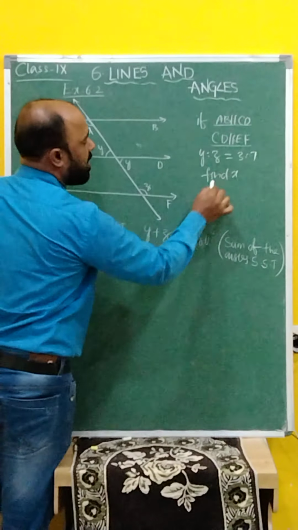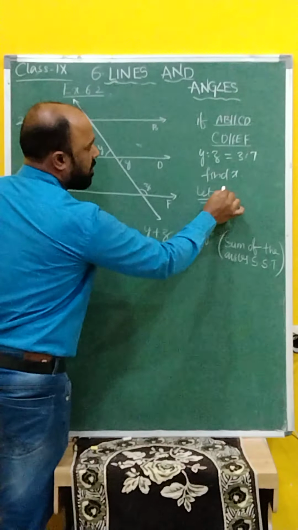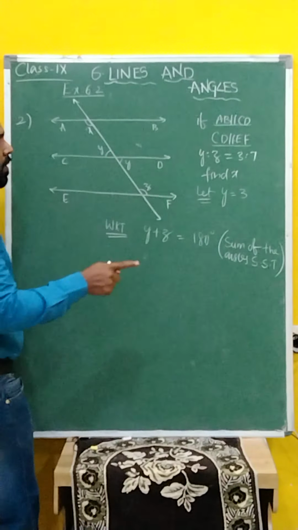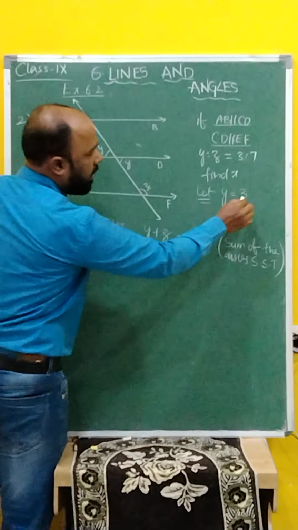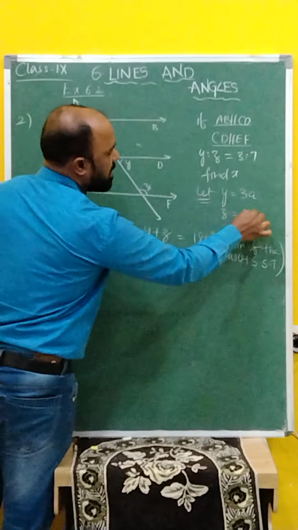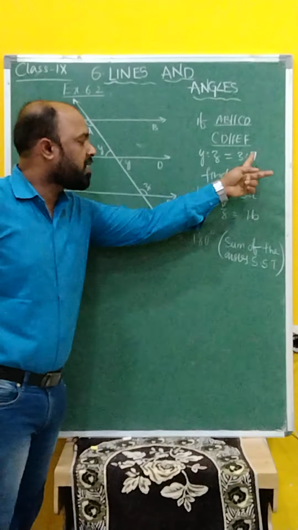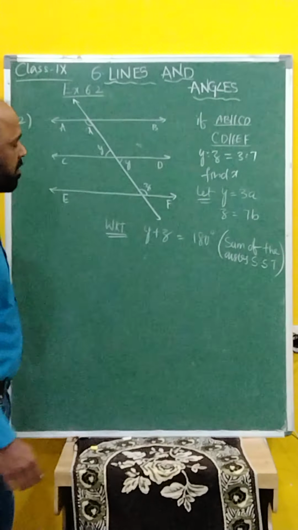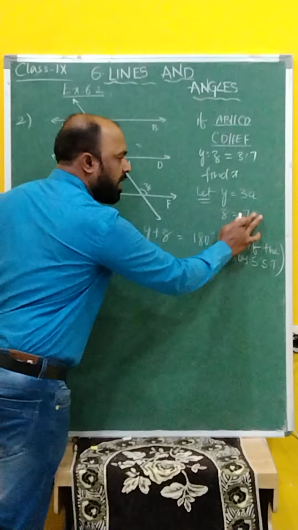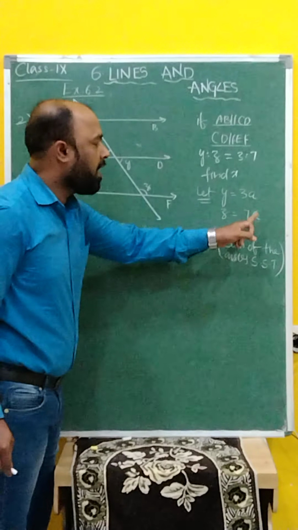But the ratio is given: y is to z is equal to 3 is to 7. Generally we would take x, but here x, y, z are all there. So let y be equal to 3a and z be equal to 7a. We are assuming y is 3a and z is 7a because the ratio is given and we don't know the angles. Sorry, z can also be taken as a only, not b: 7a only, with the common a in 3a and 7a.